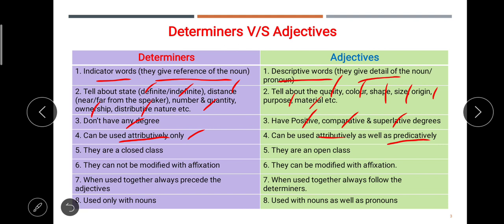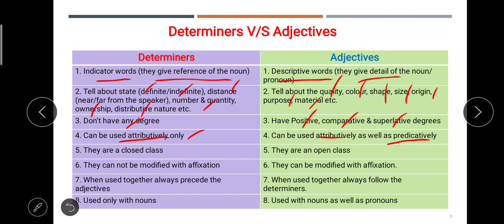For example, if we talk about the word good, an adjective, he is a good boy. So good, adjective, and then comes the noun, boy. So in good boy, the adjective comes before the noun over here. We can say the boy is good. In this sentence, boy comes first and good comes after the head word. It means an adjective can be used either before the noun or after the noun.